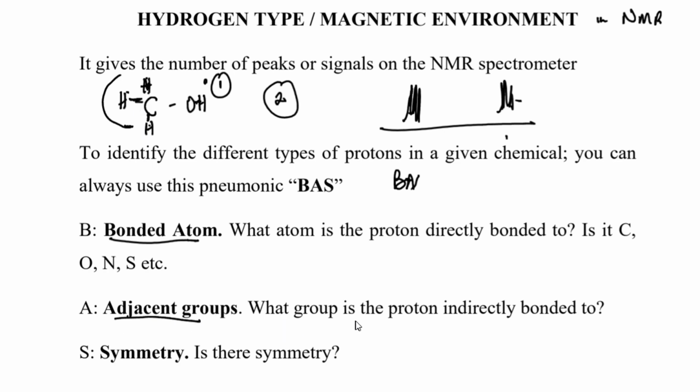Adjacent group: what group is the proton indirectly bonded to? The proton here is bonded to carbon and is indirectly bonded to the OH group. The proton here is bonded to carbon and is also indirectly bonded to the OH group. The proton here is bonded to carbon and still also indirectly bonded to the OH group. So still the same thing for them all here. Is there symmetry in this structure? Of course none. There's no symmetry. So all these hydrogens here will be considered to be the same, right? So we have 2 types of hydrogen or 2 magnetic environments in this compound.